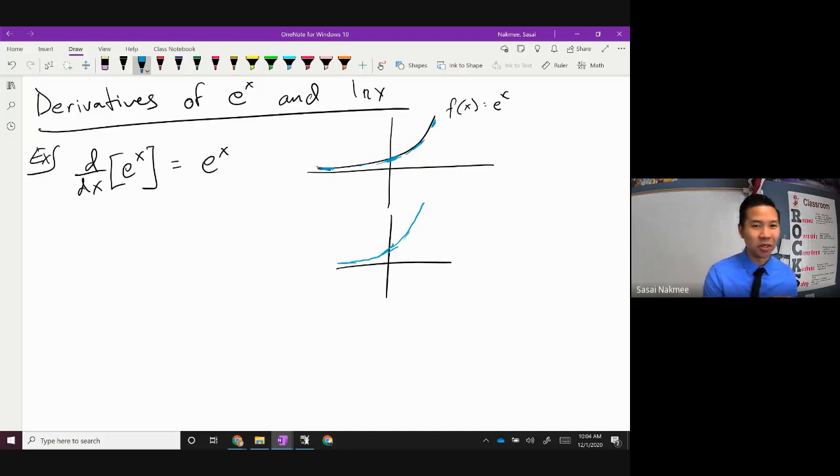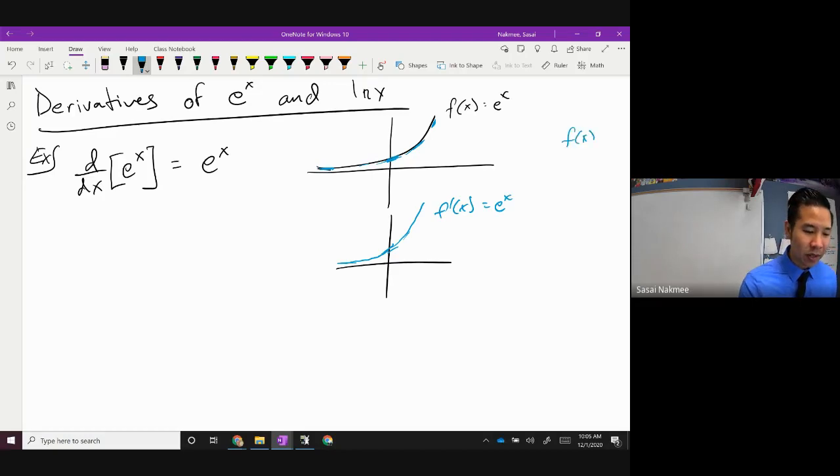It doesn't happen with any other base. It doesn't happen with base 2 or base 5. If f prime of x here is just going to be equal to e to the x again. If, for example, f of x was equal to 2 to the x, that's not the case. If I took the derivative of this, it would not equal 2 to the x. It would equal something crazier. This only works for e to the x.